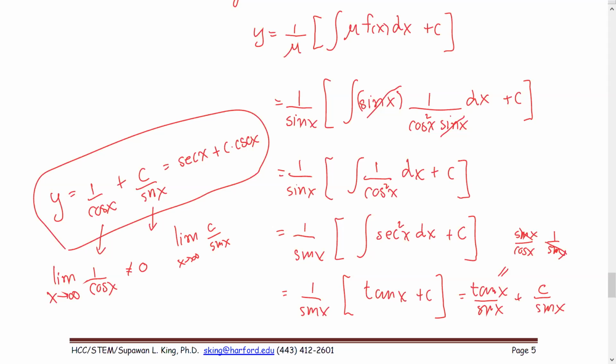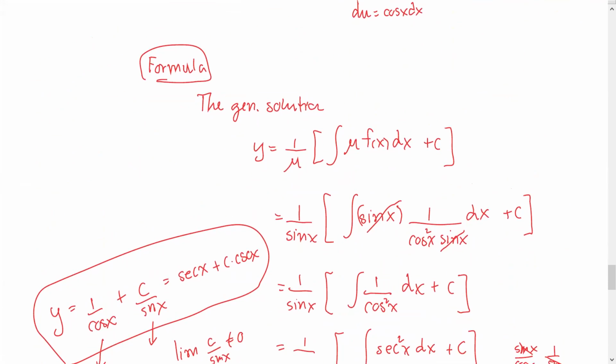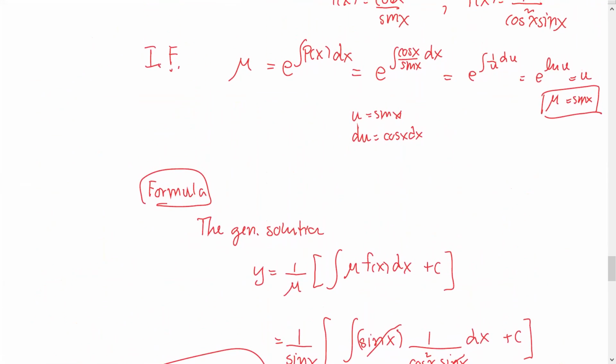So therefore, in this case, there is no transient term. That means when you plot the graph of the solution, it's going to be oscillating in some form because it's a combination of two trig functions. Okay, so that's number 4. Do you have questions on number 4? Well, good.